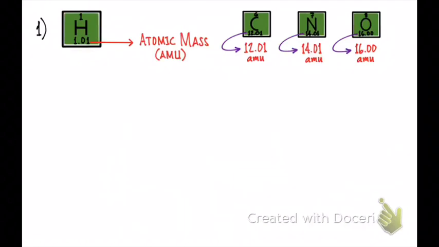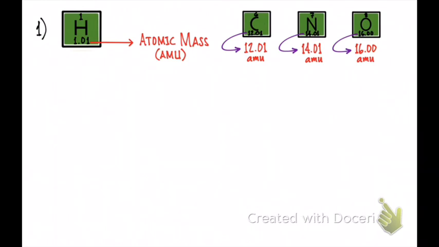Before we move on to the next concept, let's look at a few more things here, for example, the atomic mass. If you remember, the atomic mass is basically the number that's right beneath the elemental symbol. When you look at the periodic table, you see this number right below hydrogen. That's the atomic mass, and the unit of atomic mass is AMU, which is short for atomic mass unit.